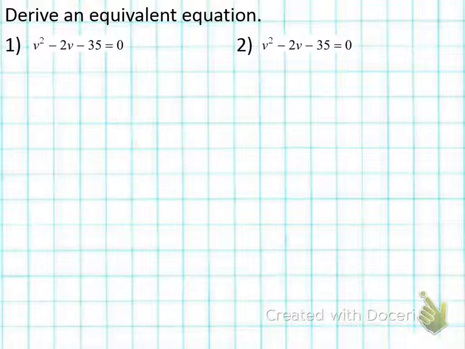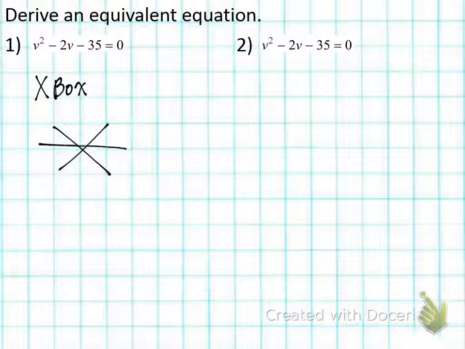Okay, so there's 2 ways you could do this. You could either do the X box or complete the square. The first way I'm going to do it is, remember when we used to do X box, we have to figure out what A, B, and C are. And then we draw an X box. A is 1. A times C is negative 35. And then B is negative 2. And then we have to figure out what times what equals negative 35, but adds up to negative 2. Negative 7 and positive 5, right?